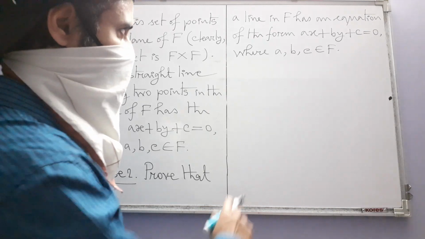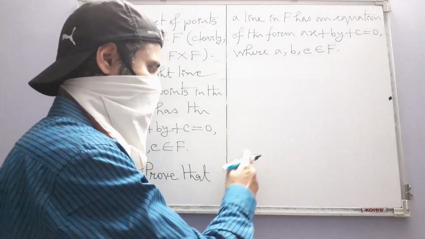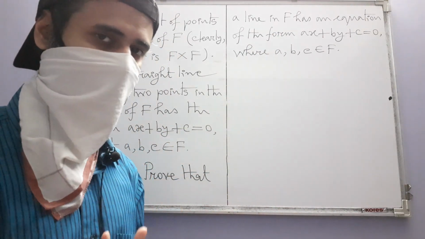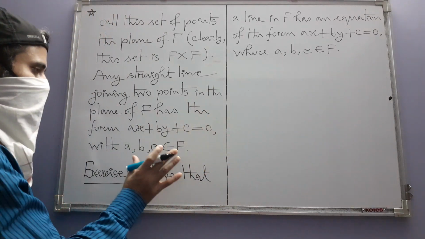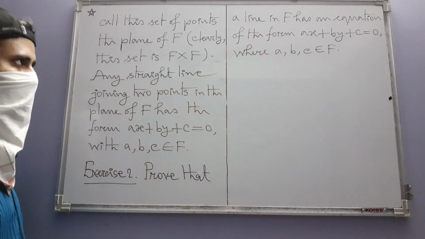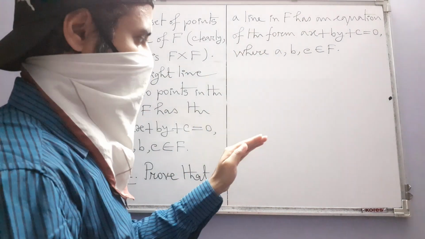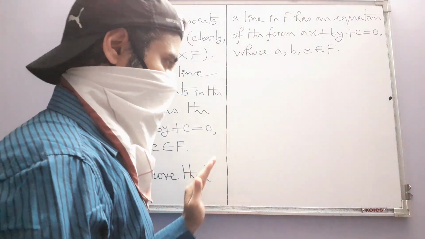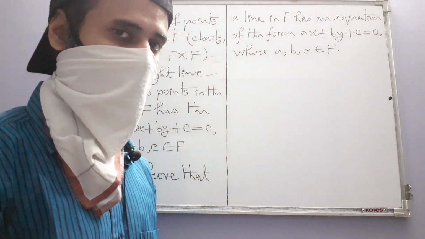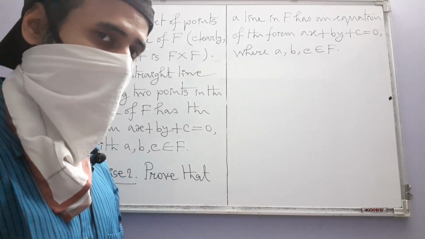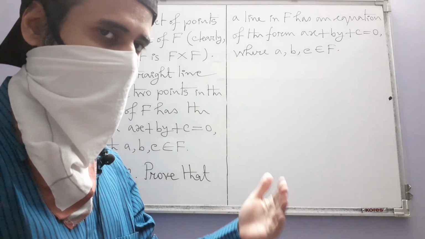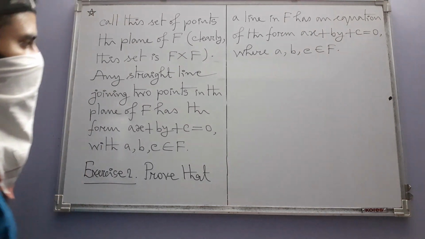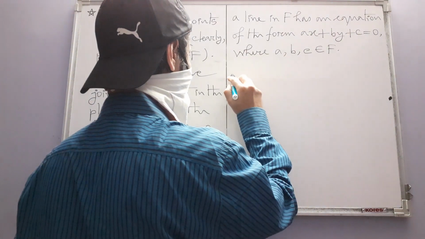Now, if you think of it ordinarily, a line in the field F does not make any sense. But this is just a way of expressing the fact that a line in F just means an ordinary straight line in the plane joining two points in the plane of F. That means F Cartesian product F. Okay, so let us now solve this.